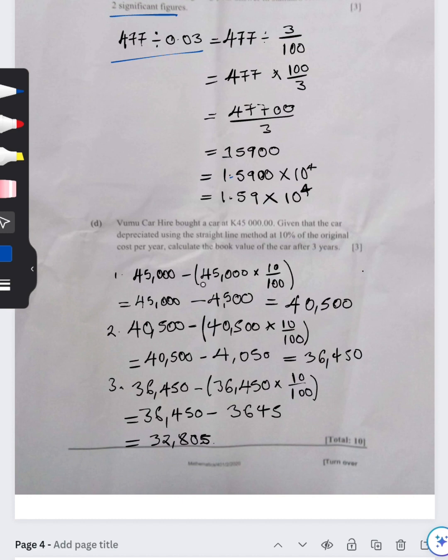So meaning that if we remove 10%, we remain with 40,000 in the first year. We do the same thing in the second year and in the third year. So meaning that after 3 years, the value of the car will be 32,805.